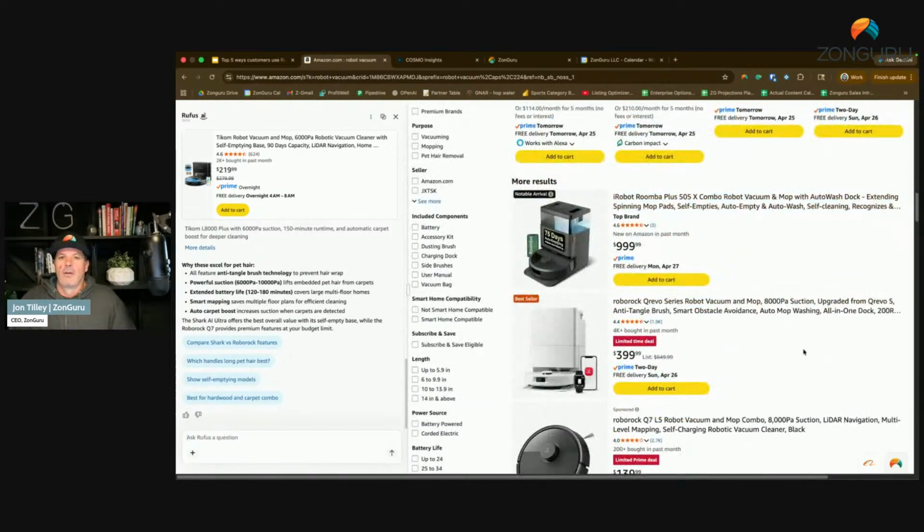Now, again, the keyword could be a little bit more specific, but I don't know. These are what's been recommended versus Rufus. And now it's saying the Shark AI Ultra offers the best overall value with the self-empty base, and the Roborock Q7 provides premium features at your budget limit. So compare Shark versus Roborock, we could do that. Which handles long pet hair best? It's giving you some ideas.